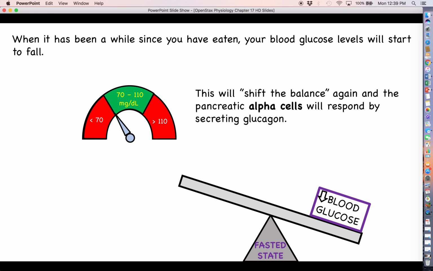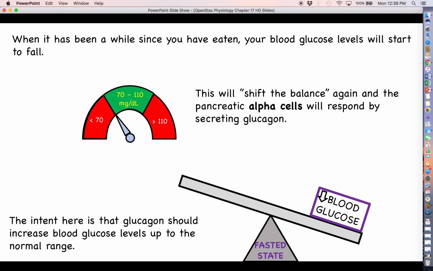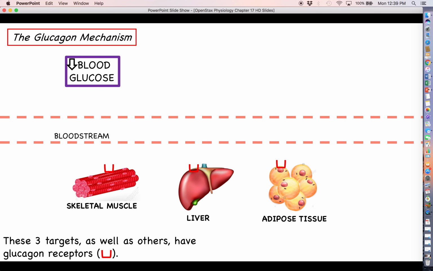Again, this will shift the balance, and this time the alpha cells of the pancreas are going to respond by secreting the other hormone, being glucagon. This time, our intent is not to reduce blood glucose, but to raise it back up into the normal range. So the mechanism this time is going to be quite similar. The alpha cells of the pancreas will act as both sensor and control center, sensing the low blood glucose levels, secreting glucagon as our output signal.